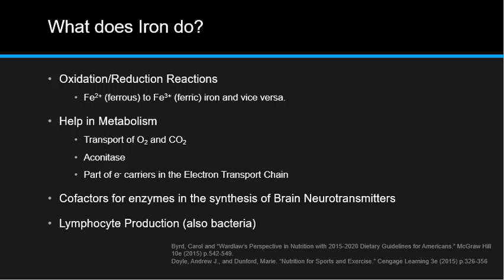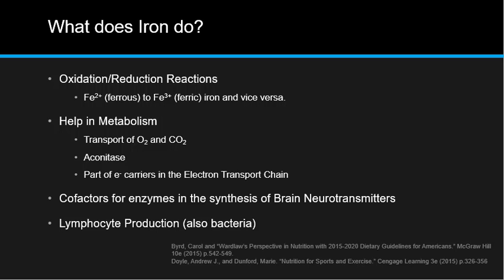Iron are also cofactors of enzymes that help synthesize brain neurotransmitters, and these include dopamine, serotonin, epinephrine, and norepinephrine, and those do some pretty important things in regard to emotion, and epinephrine and norepinephrine play a large role in the nervous system. So without iron being cofactors for those enzymes, we wouldn't be able to have those.